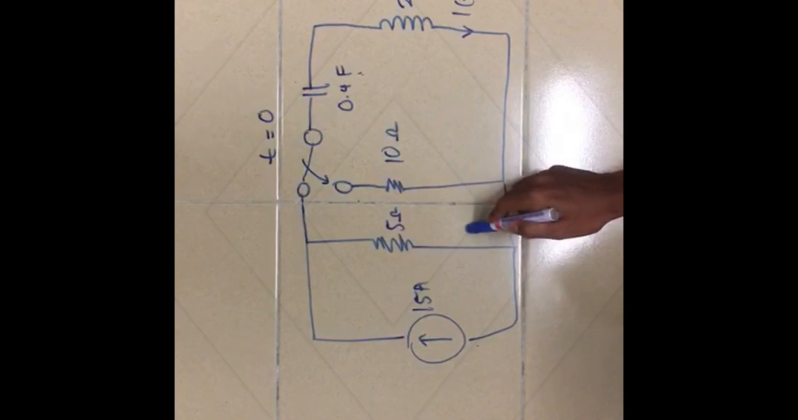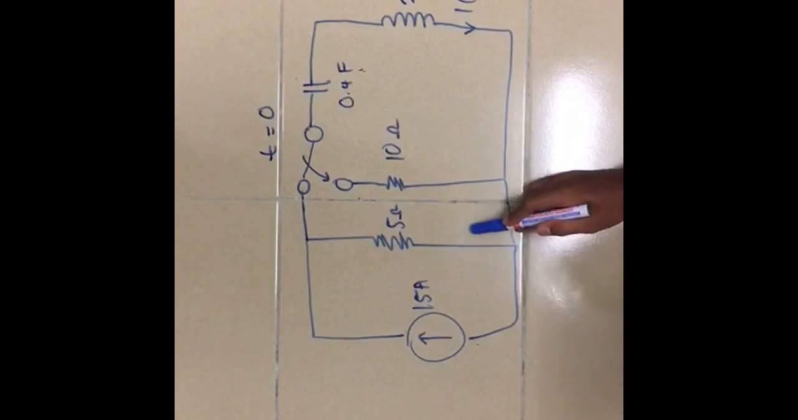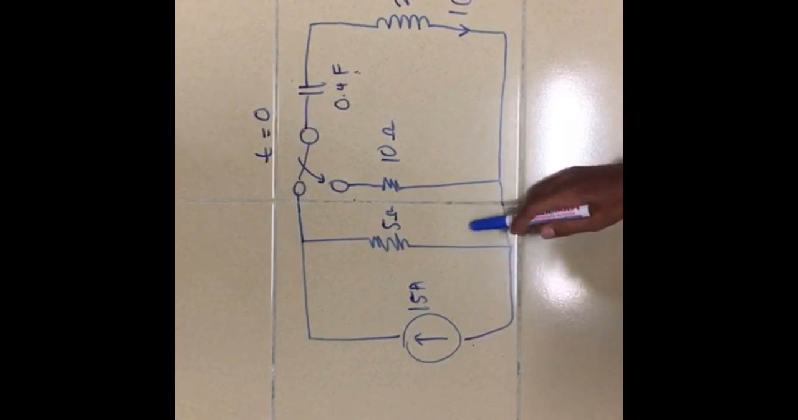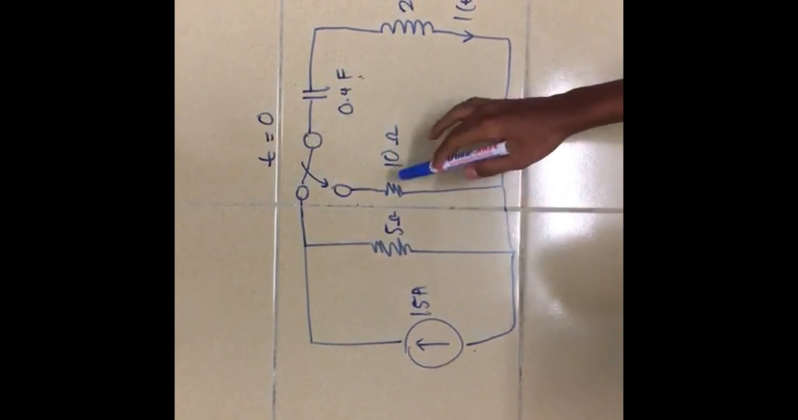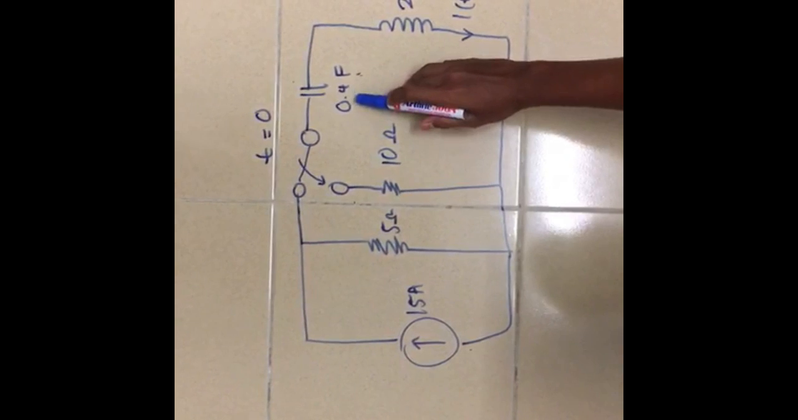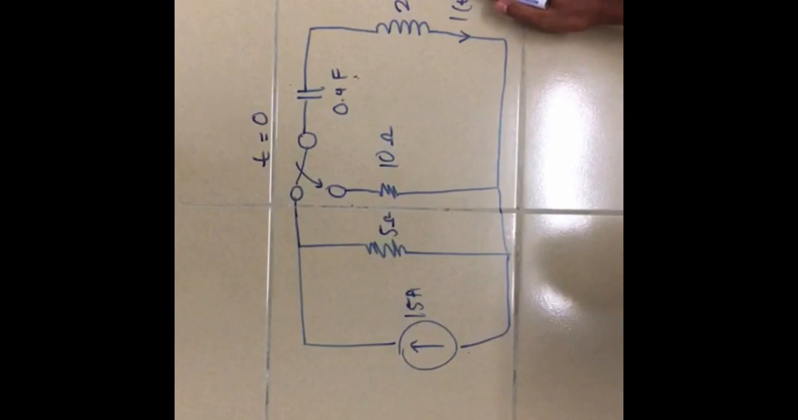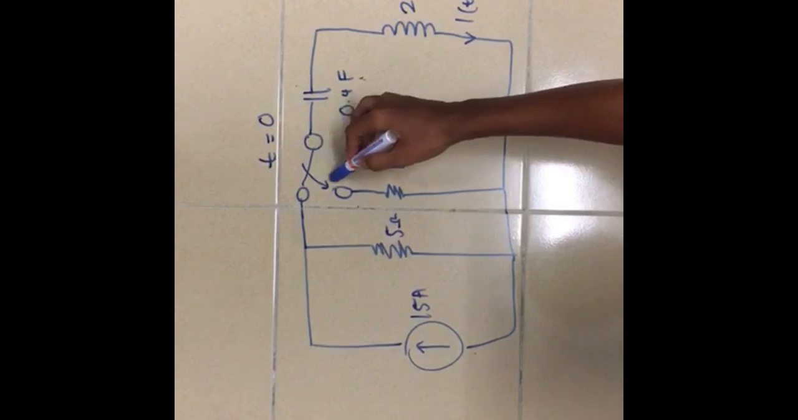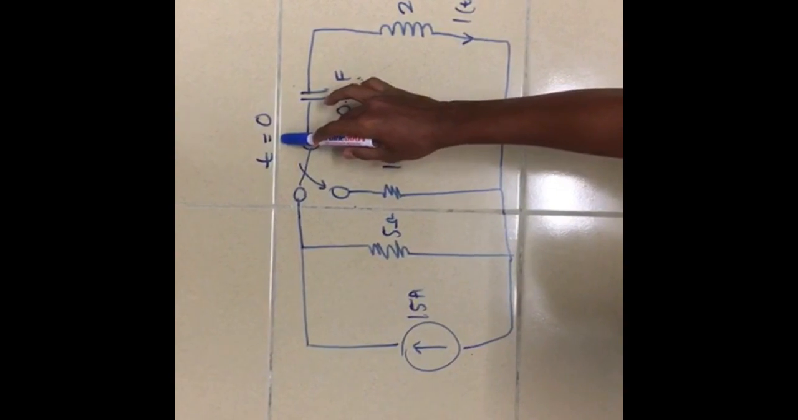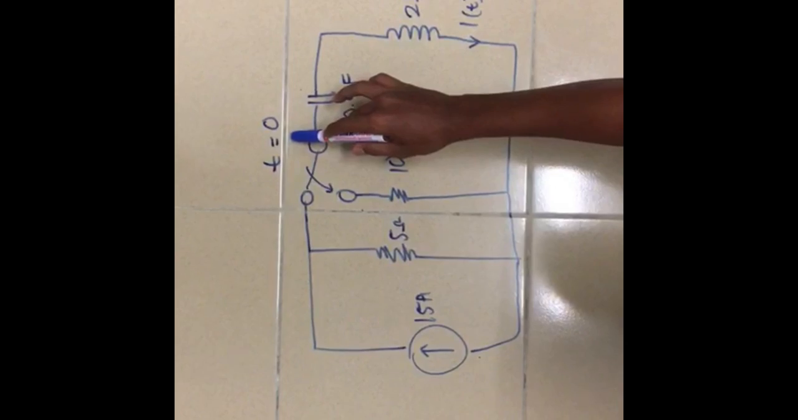Okay, this is an example question of an RLC source-free circuit. We can see it has resistance, capacitance, inductance and a switch. This switch will be closed when t is greater than or equal to 0.